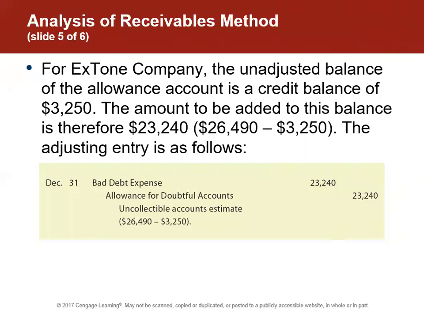So when I have an existing credit balance before the adjustment, like I do here, I'm going to take my desired ending balance minus the existing balance. That gives me my adjusting amount. And then as you see on the board, we debit bad debt expense and credit allowance for doubtful accounts, 23,240. When we do that, allowance for doubtful accounts now has that desired ending balance that we calculated.